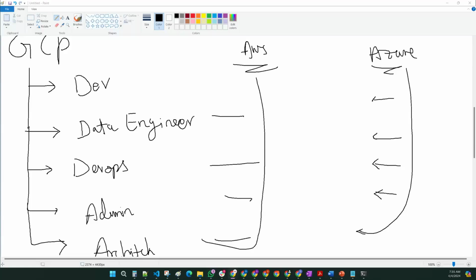So that is networking, right? So certification will be provided at the end of the session.